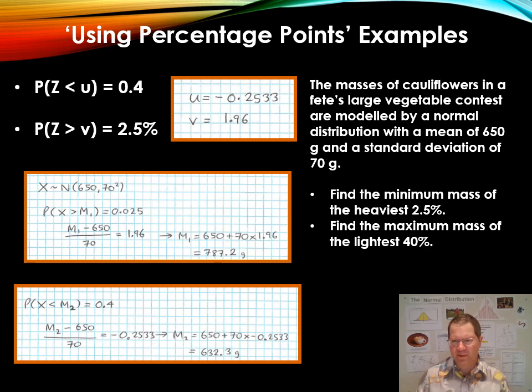And then for the maximum mass of the lightest 40%, again we've already looked at the Z value that corresponds to that, and that is negative 0.2533. So we want the probability of X being less than M2, where M2 is this maximum mass, to be 0.4, and hence we want M2 minus 650 over 70 to be equal to this Z value of negative 0.2533, from which, again rearranging, we get 632.3 grams.